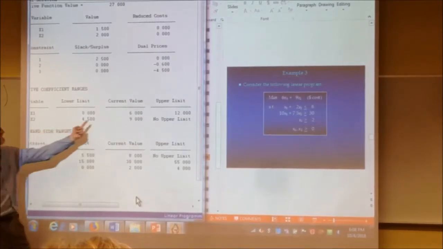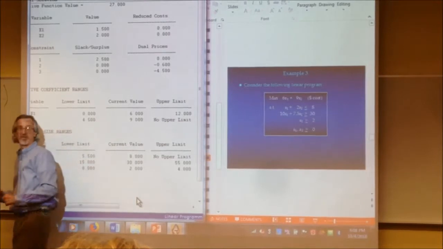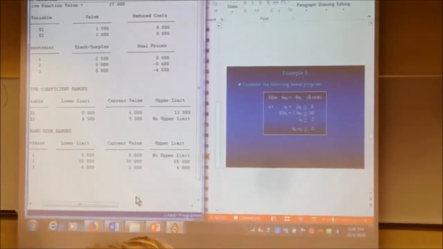And 6 is going to 7, it's within its limit. 9 is going to 10, it's within its upper limit, right? This is the first time you're going to be dividing by infinity. I look forward to this.